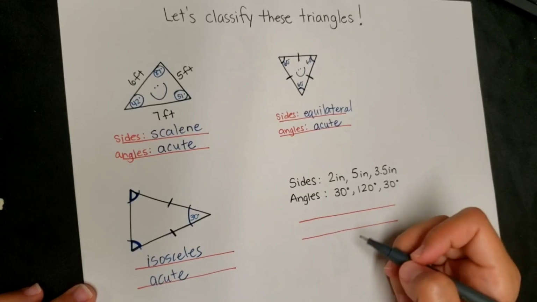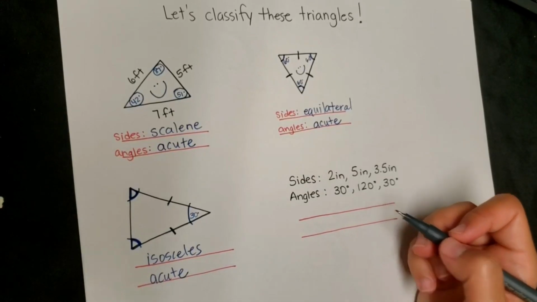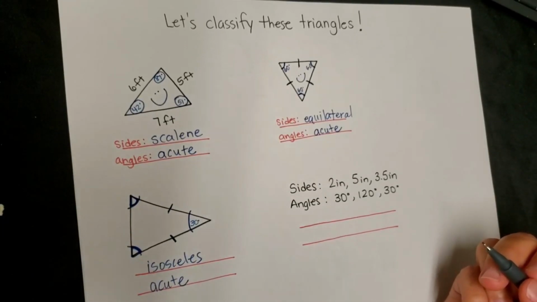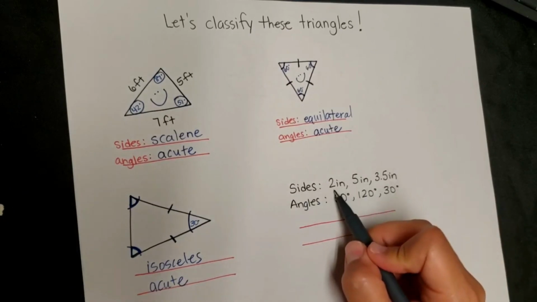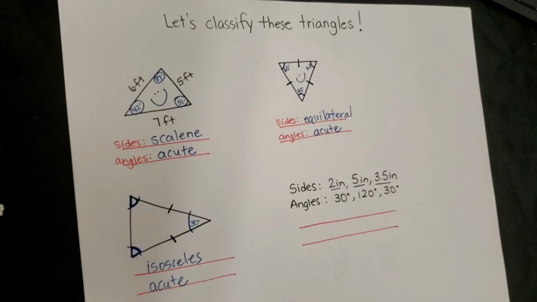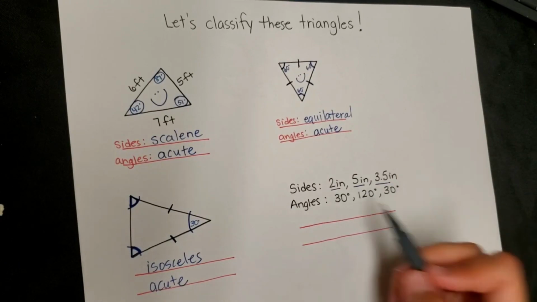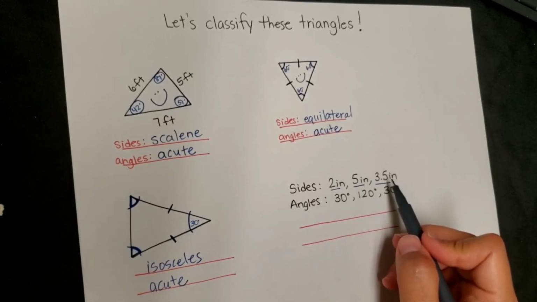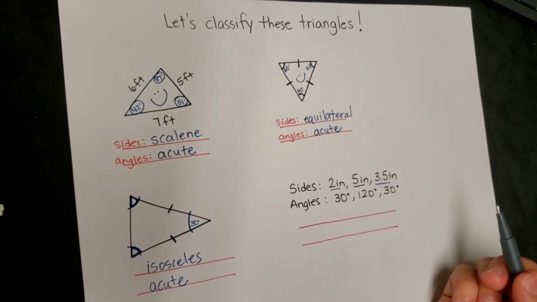All right. So let's look at the last one here. The last one, they didn't give you a picture. They gave you the measurements of each side of the triangle. So it's up to you to figure out, based on the sides, what type of triangle this would be, and based on the angles, what type of triangle it would be. So when I look at my side measurements, I see 2 inches, 5 inches, and 3.5 inches. Do any of these numbers match each other? No, nothing there is congruent. So when I have all sides that are different, what type of triangle would that be?